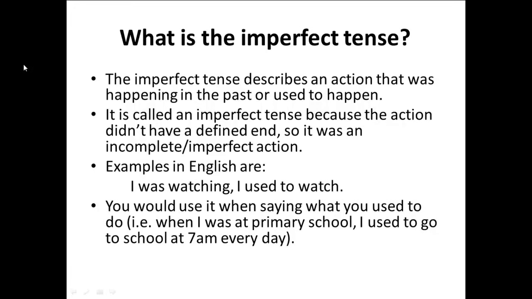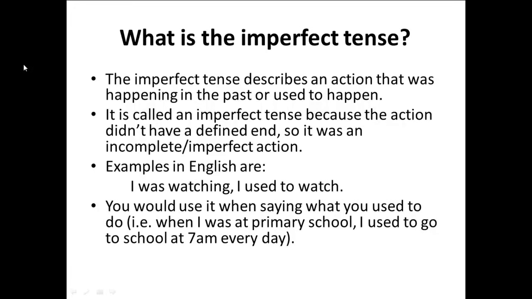What is the imperfect tense? The imperfect tense describes an action that was happening in the past or used to happen. It is called an imperfect tense because the action didn't have a defined end, so it was an incomplete or imperfect action. Examples in English are, I was watching, I used to watch.